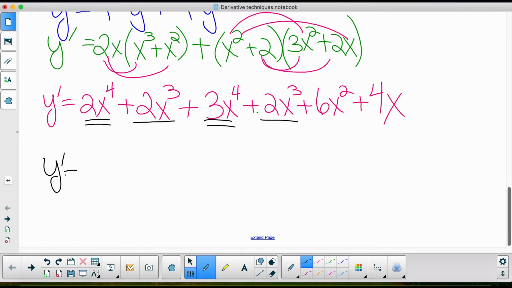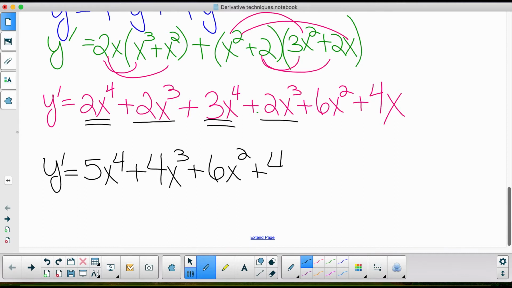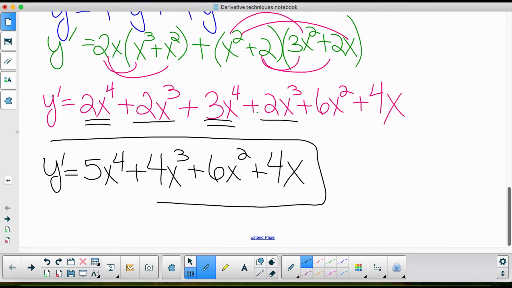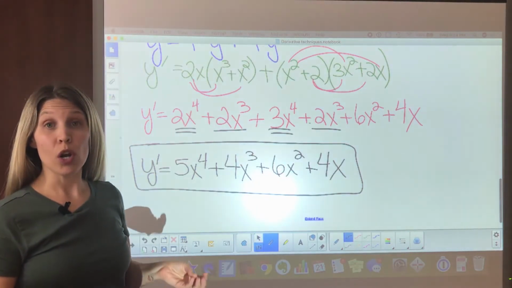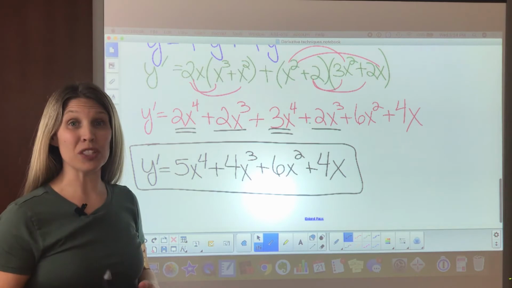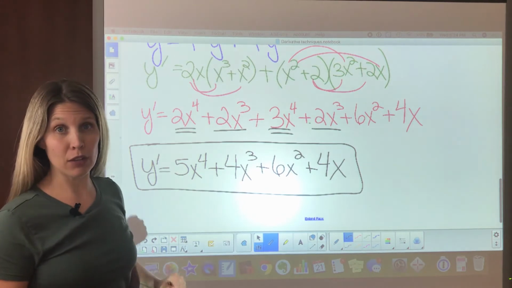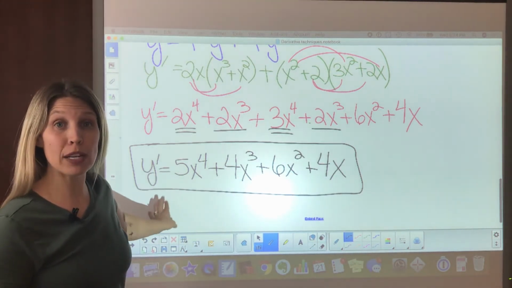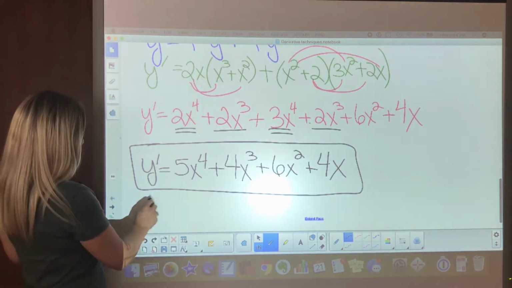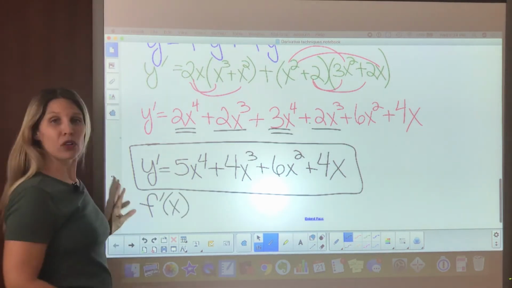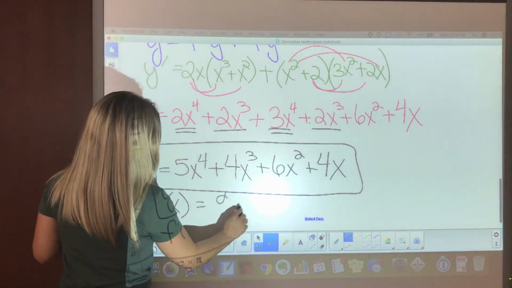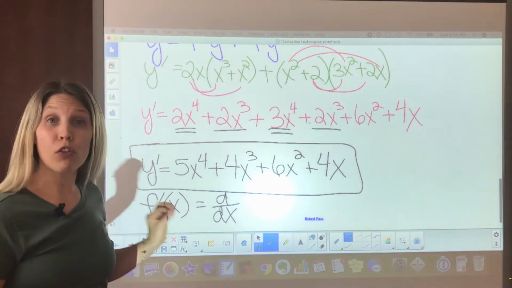So y prime equals 5x to the fourth plus 4x cubed plus 6x squared plus 4x. Here is your derivative. Now, you have to also remember that if they want the derivative at a certain x value, you take this equation and just plug in your x value to find that derivative. And remember, y prime is one way to write the derivative. It might also be written as f prime of x. Those are the same thing, or we also talked about it written as d over dx. Those are all forms of the derivative.